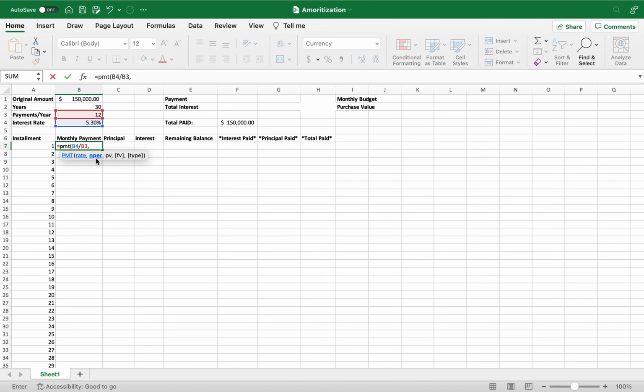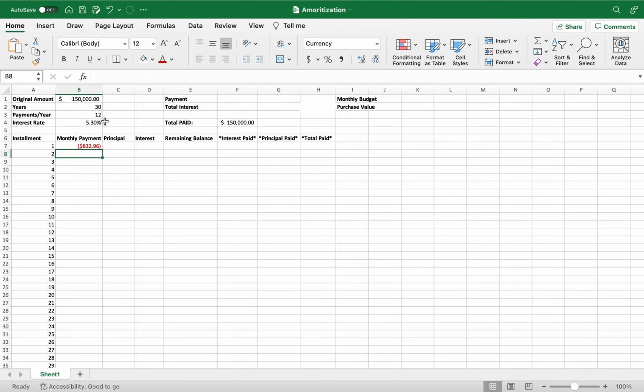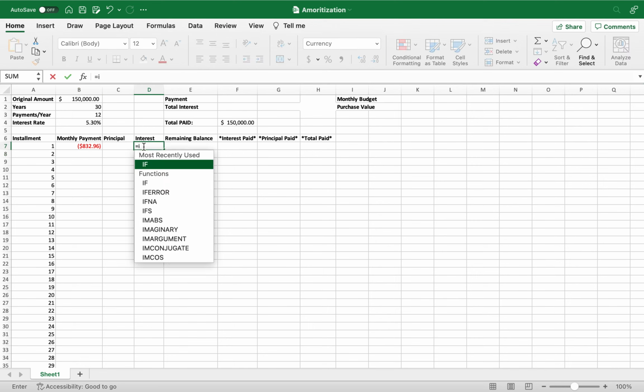Next, it's going to be the number of payments. So it's going to be the years multiplied by the months because there's going to be 360 total payments. And next we need the present value. So this is going to be the original loan amount right here. We'll close this up. And so for this particular loan, it's going to be an $832.96 payment.